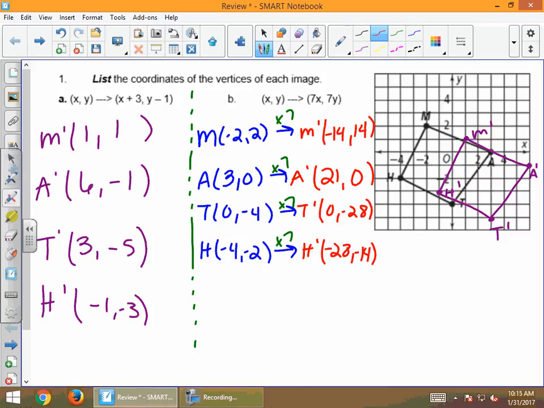With translations, you can also write down what the original points are, and then you could have added 3 to your x value, so negative 2 plus 3 is 1, and subtracted 1 from all your y values, so 2 minus 1 is 1. That's also an option. Write down the originals and just add and subtract whatever it's telling you to do. That's another way. Okay, questions over that?